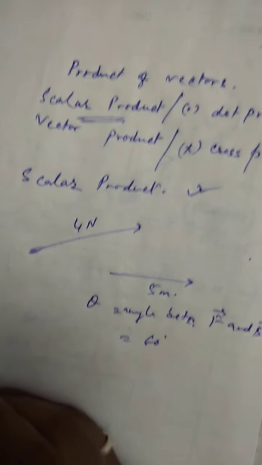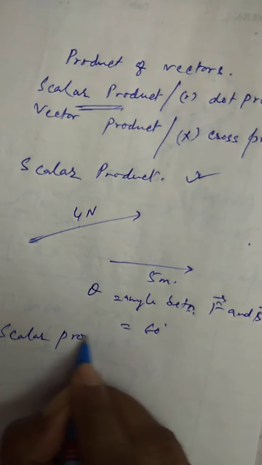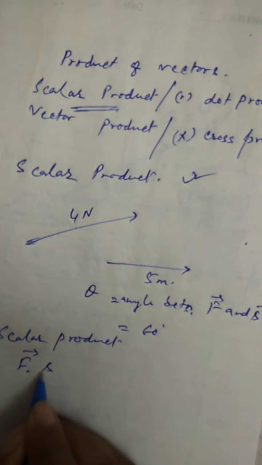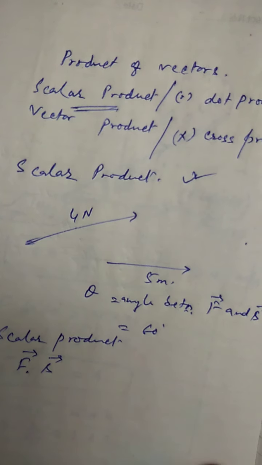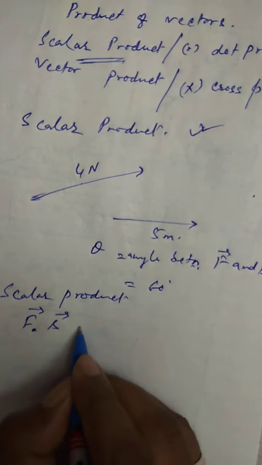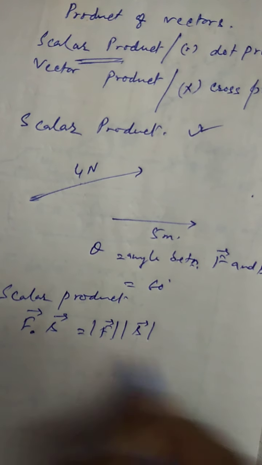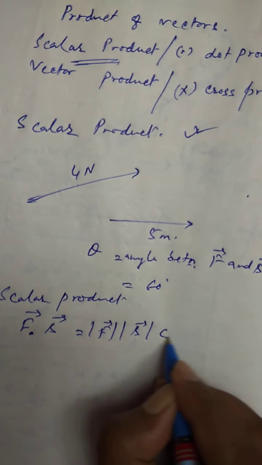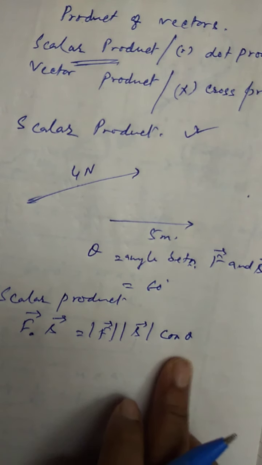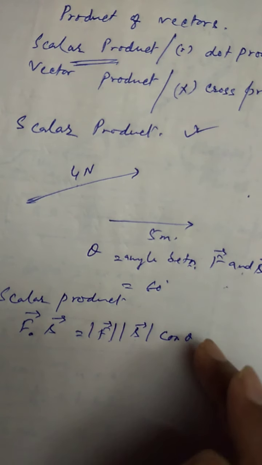So first we write the formula. What is the formula of scalar product? The scalar product F dot S is written in this fashion. Here you have to use dot. It is going to be magnitude of F, magnitude of S, and cos of the angle between F and S, cos theta. Theta is the angle between F and S here.